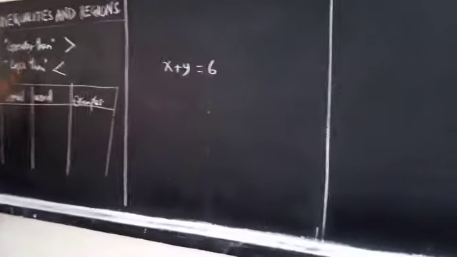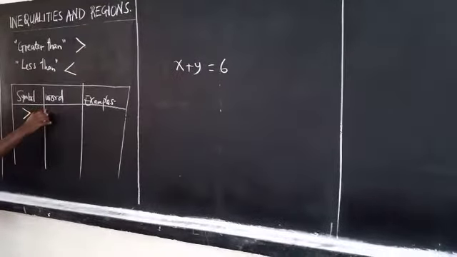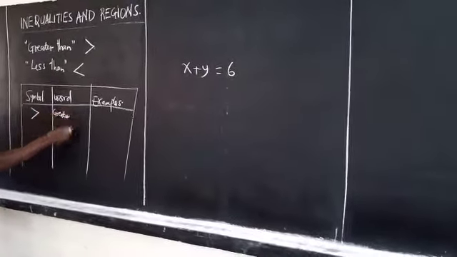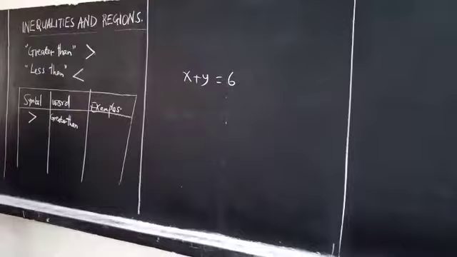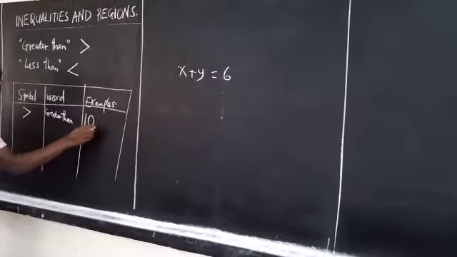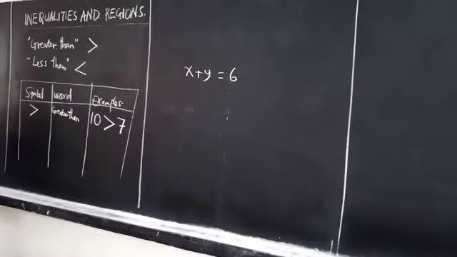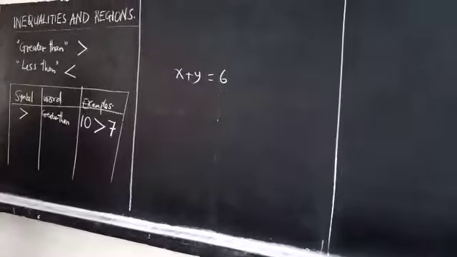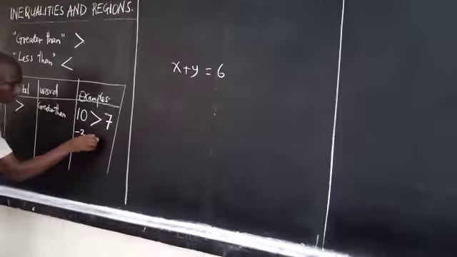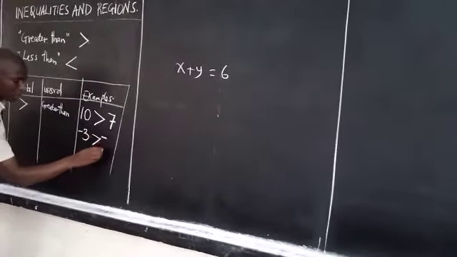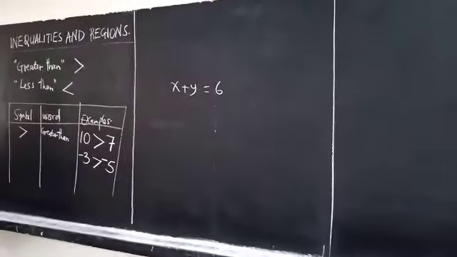So, first symbol is this one. And then we have seen it is called greater than. You can have a few examples. Yes, 10 is greater than 7. If we go to negative numbers, negative 3 is greater than negative 5. Maybe you can have those examples.